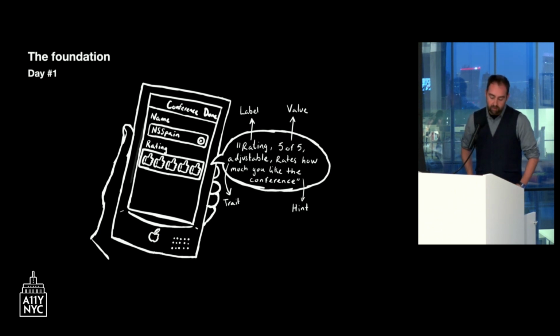And then "rates how much you like the conference" is what is called a hint, which is optional. You strive for not needing a hint, and for the components to have enough context for you to understand how to use it. But sometimes you may need some extra clarification. And users can actually skip it. It's read after a pause. So yeah, it's a good thing to have, but be mindful that not all of the users will listen to it.